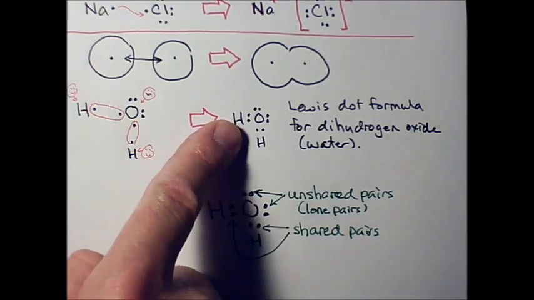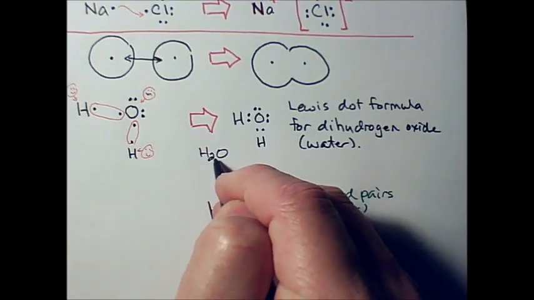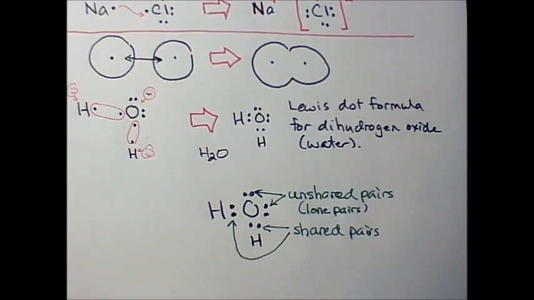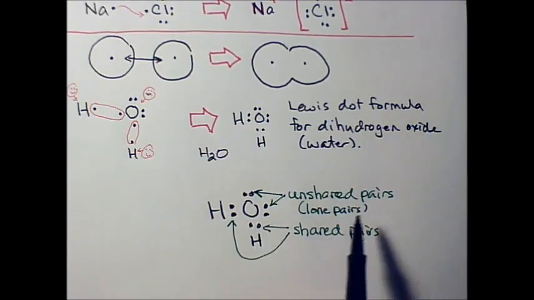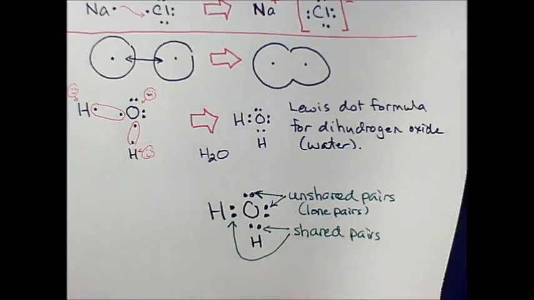Dihydrogen oxide, H2O, dihydrogen oxide, water. Shared pairs are those that are shared between 2 atoms. Unshared pairs, also called lone pairs, are not shared. Really, high-end complex names here. Unshared and shared.